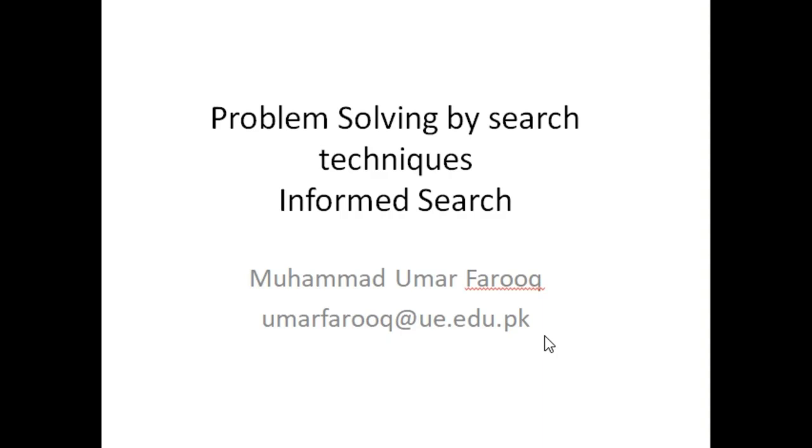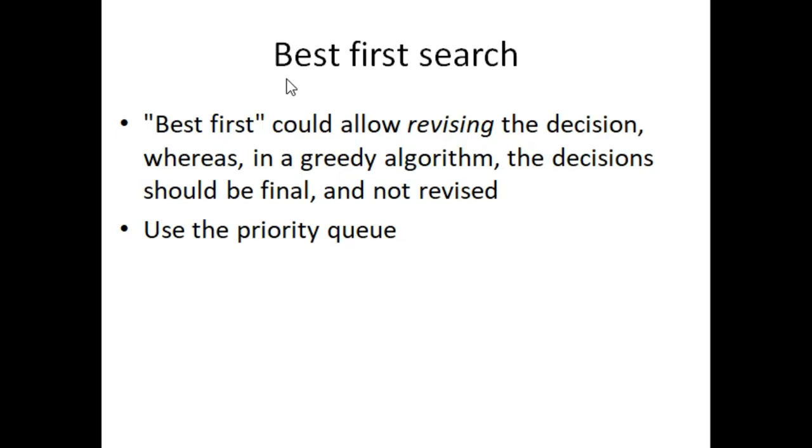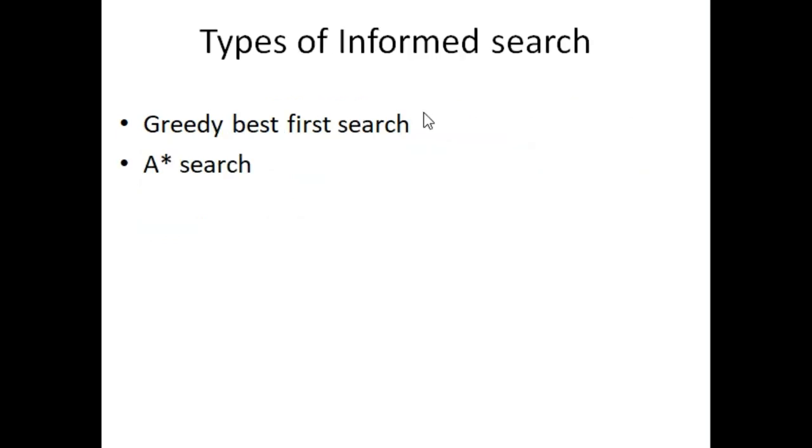So we are covering the problem solving by search technique. In our previous lectures we covered the uninformed search techniques, and in our 10th lecture we covered the greedy best first search, which is a type of informed search technique. The second type of informed search technique is A star search. But before going into the detail of A star search, I would like to discuss another search technique, the best first search, because the A star search is a specialized form of best first search.